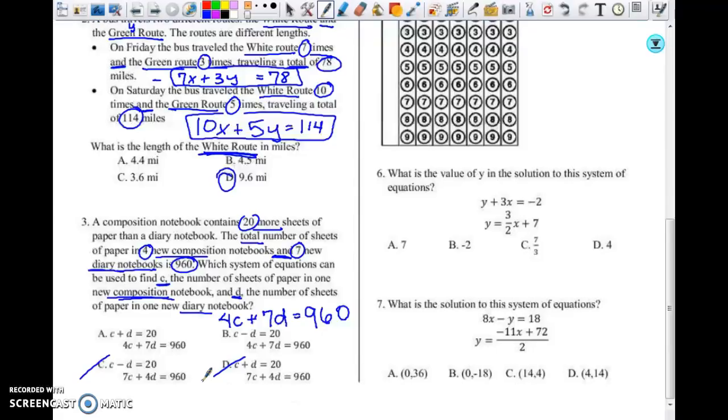So this is where it gets a little complicated. You got to think. All right, so composition notebook, C, has 20 more than, okay? So typically we'd be looking for a plus 20. But looking here at my answer choices, C plus D equals 20 and C minus D, they set up the equation a little bit different. So we got to think about this a little bit. You have a composition notebook contains 20 more sheets. All right, so if we're adding them together, do we get 20? Or if we take away the difference, will we be left with 20 because one of them has more? All right, so which one is it?